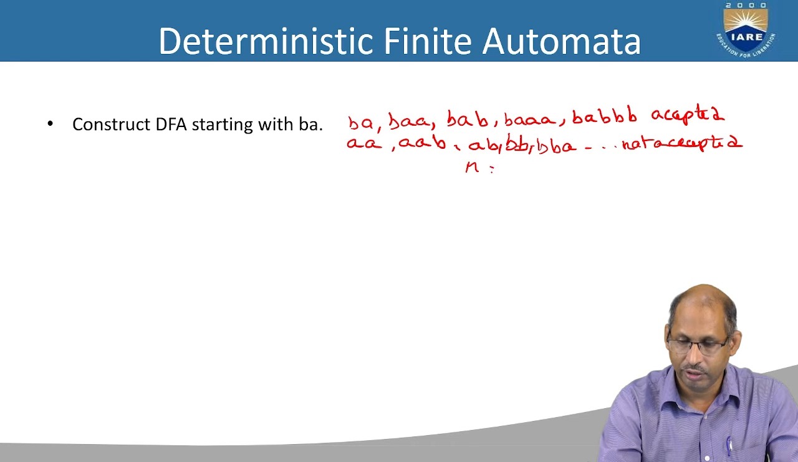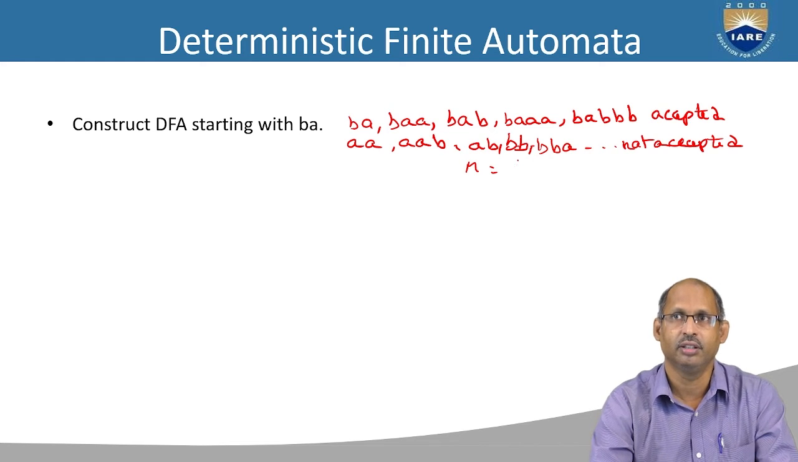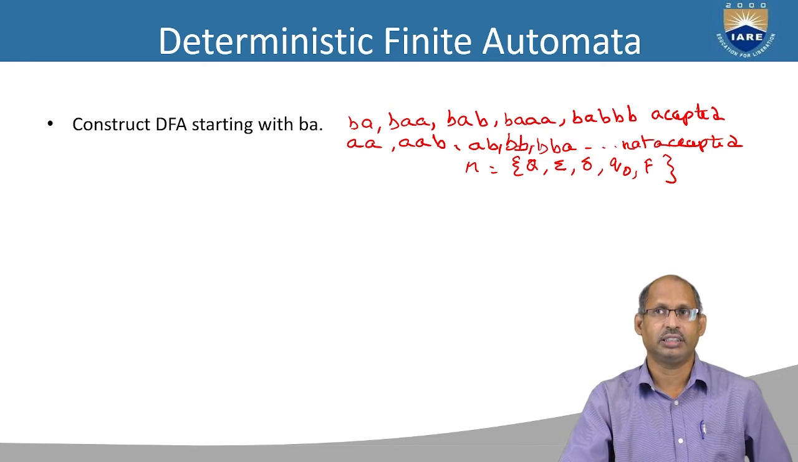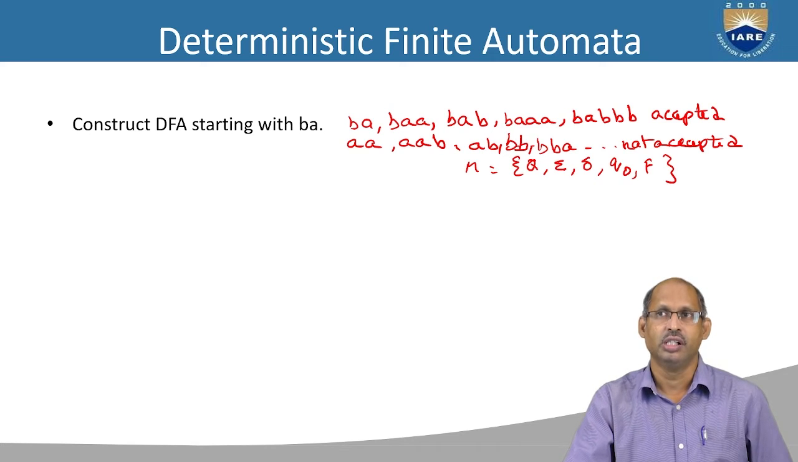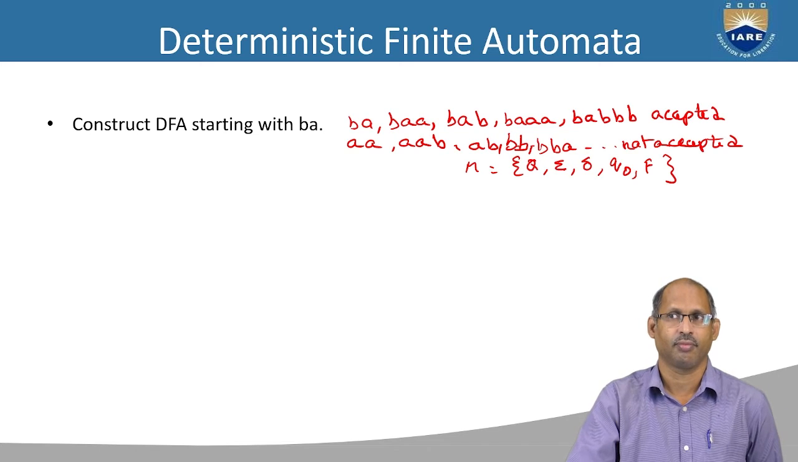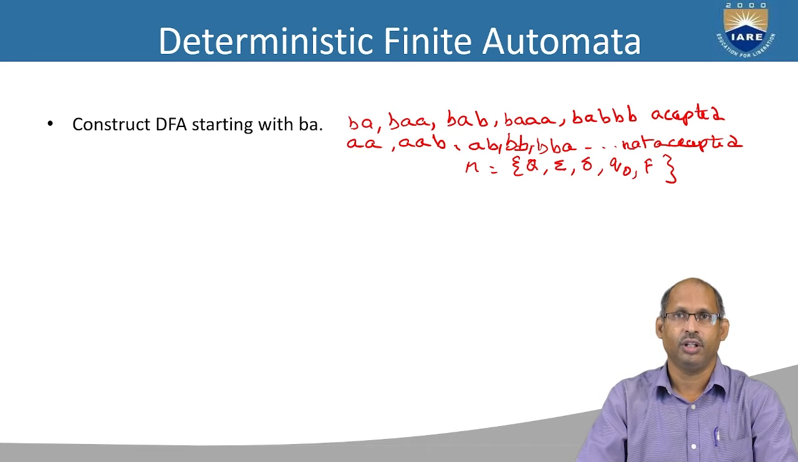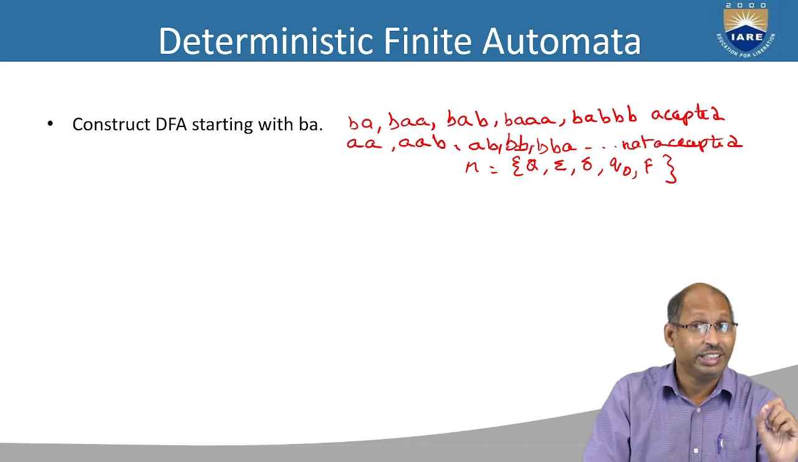So we represent a finite automaton with the 5-tuple notation: a set of states, input alphabet, transition function, initial state, and a set of final states. Is it clear? Now, we consider what condition we have.